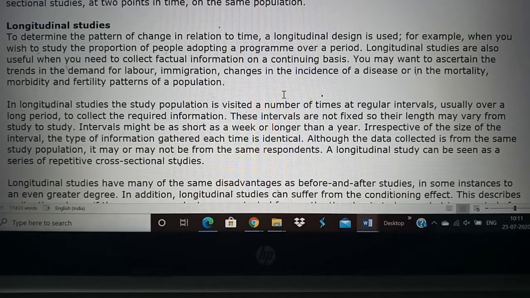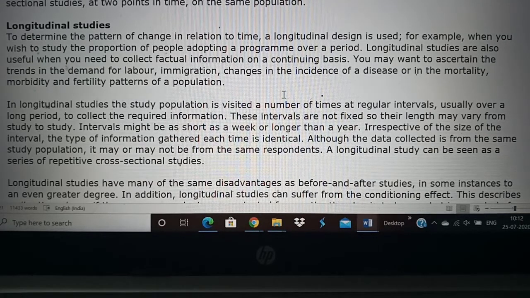But in a longitudinal study, which we are going to see next, you select a particular population and then you study that population at different points of time. See, I told you about studying your batchmates. Asking your classmates whether online classes are effective and whether offline classes are better or online classes are better. So when we do it only once, then it is a cross-sectional study.